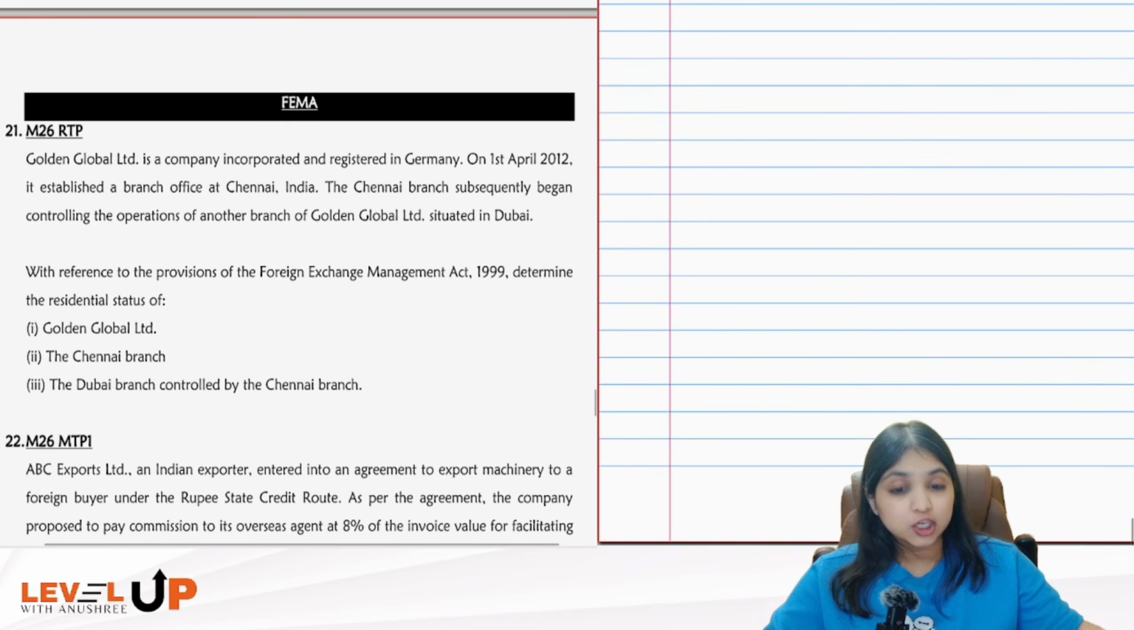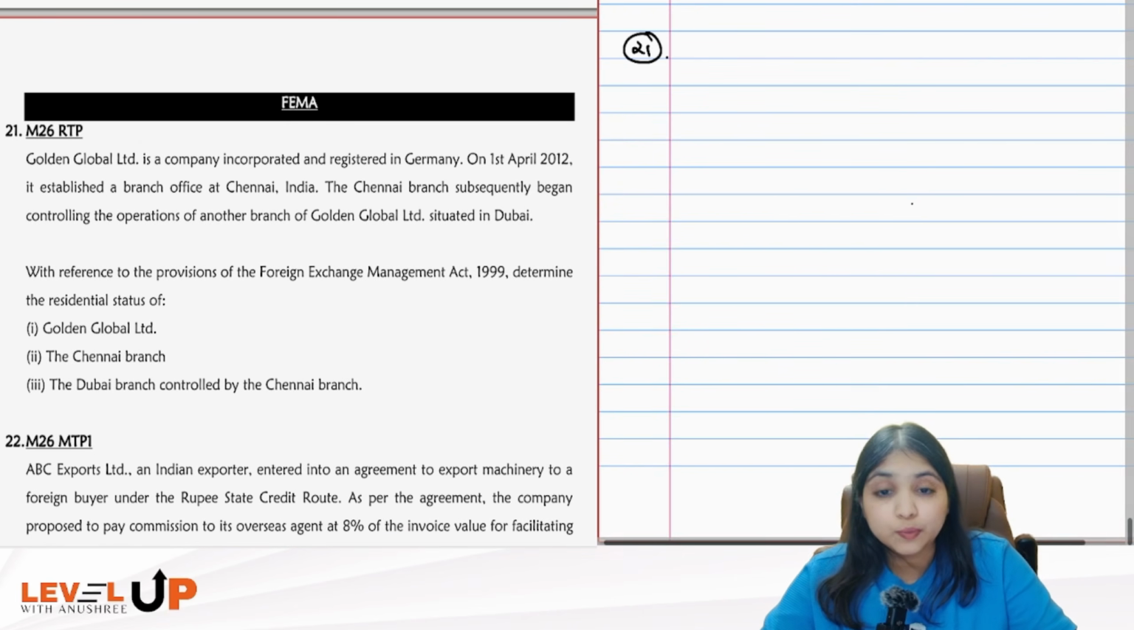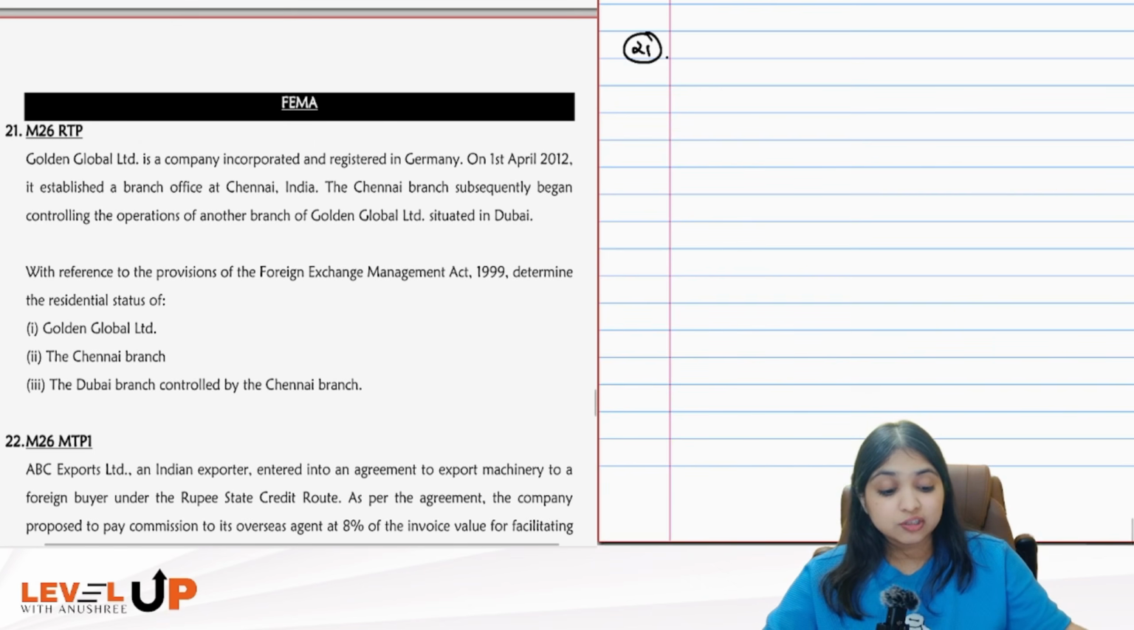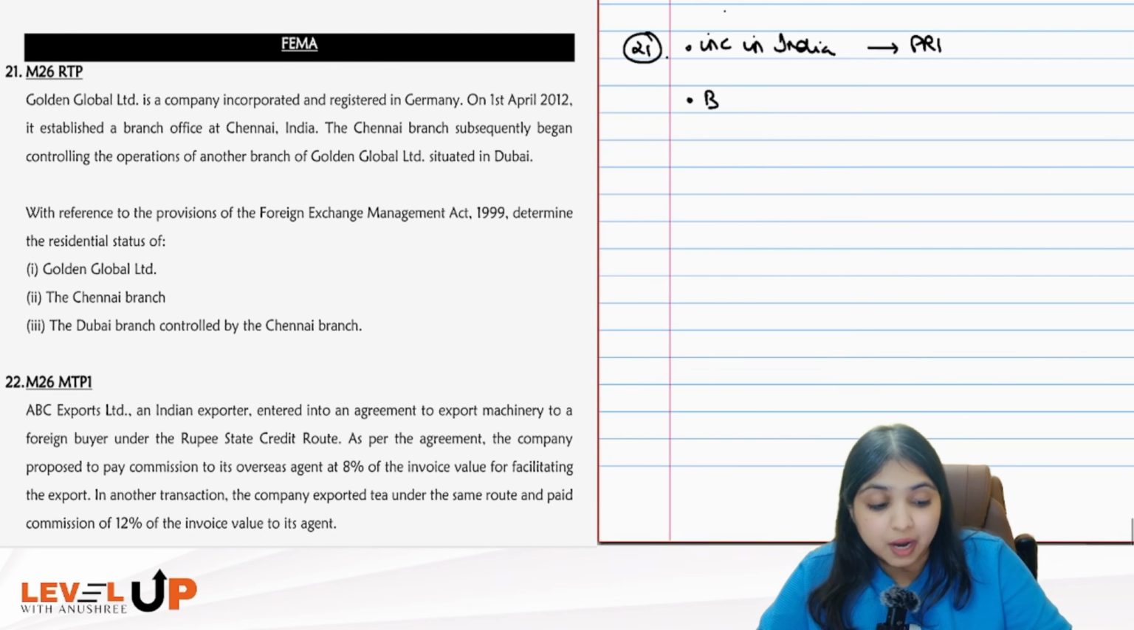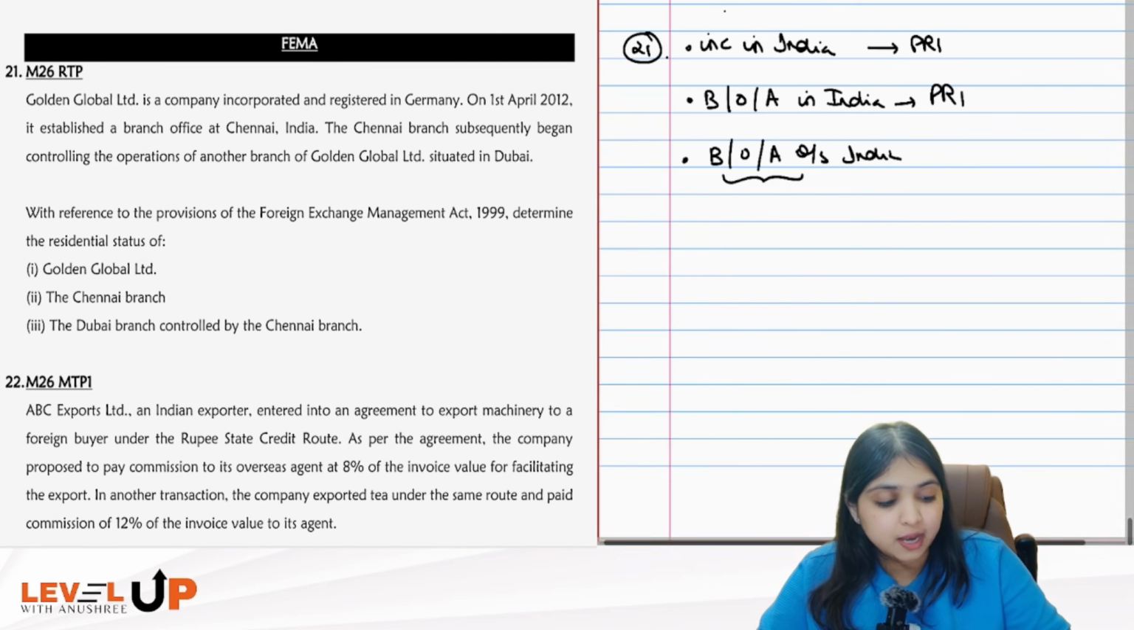Now come on guys, let's enter into our FEMA discussion. Come to question number 21. Now question number 21 is about residential status of non-individuals. See, if a company is incorporated in India, then that company will become PRI. Then if we have a branch or an office or an agency in India, then again this branch, office, agency will become PRI. Then if we have a branch or an office or an agency which is outside India, but however this branch happens to be controlled by a PRI, even though it is outside India, if it is controlled by PRI, then this branch office agency will become PRI.